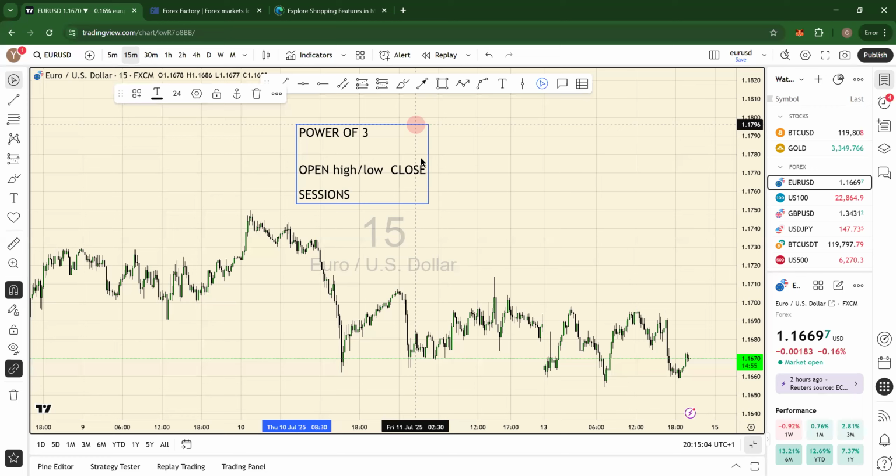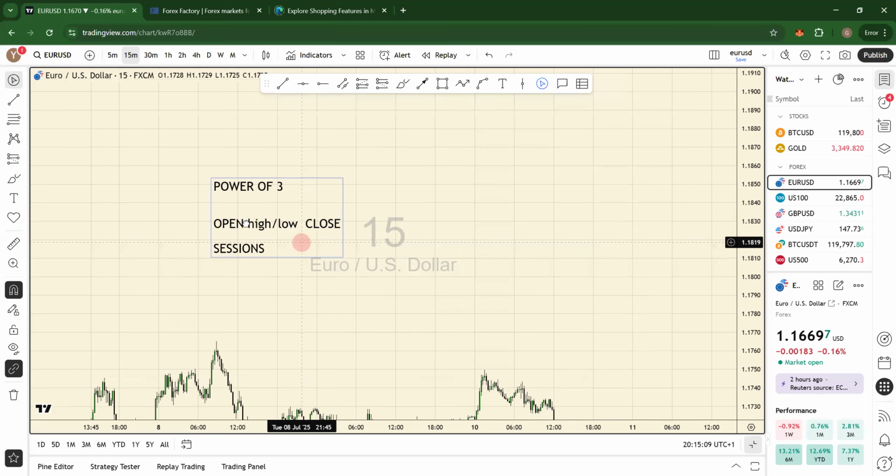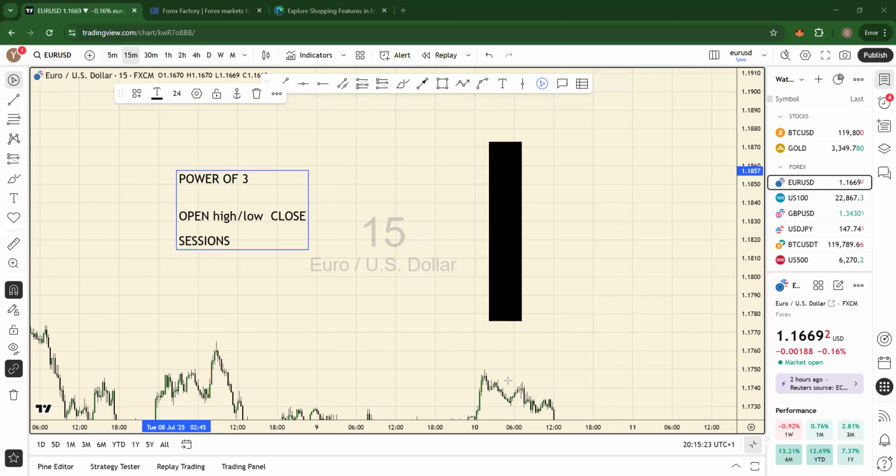Now, what is the power of three? It simply deals with the open, high, low, and close of each candle, all right? When we're talking about the open, high, low, and close, we are simply looking at how a candle actually opens. Or you have a candle like this, you have the high and the low of the candle.